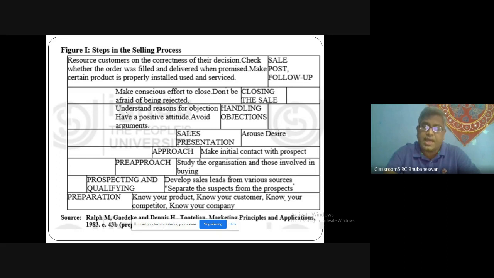If you talk about approach, it means making initial contact with the prospective buyer and then the sales presentation, which arouses desire, meaning those who really take some interest to purchase. Then handling objections: you understand the objection, keep a positive attitude, and avoid arguments also. Next is closing the sale. It means more effort is to be taken to close the sale, and do not be afraid of being rejected. And then follow-up or post-sale, meaning sales service or a feedback system.